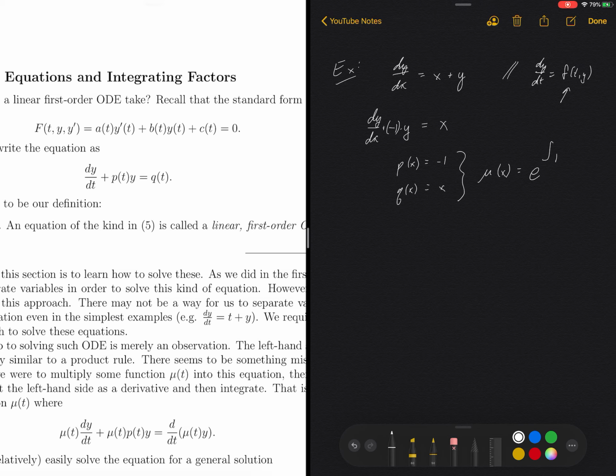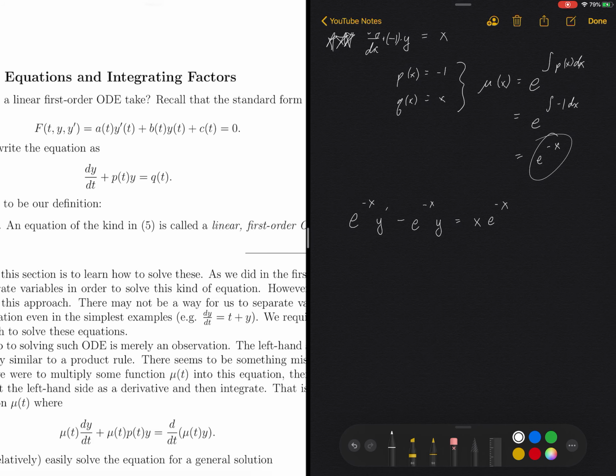Great. So that information aside, we know exactly what our integrating factor has to look like. This is e to the integral of p of x dx. In this case, this is e to the integral of -1 dx, which is just going to be e to the minus x. So this is the function that I should multiply into both sides of this standard form differential equation. So let's do it. This is e to the minus x times y prime, minus e to the minus x times y, and that should be equal to x times e to the minus x.